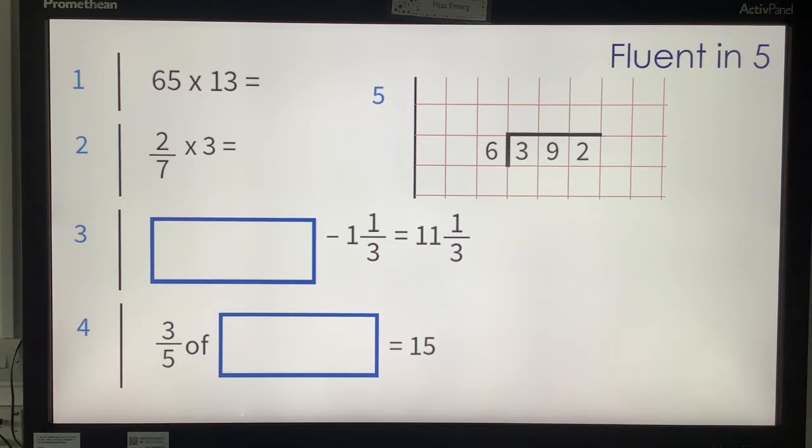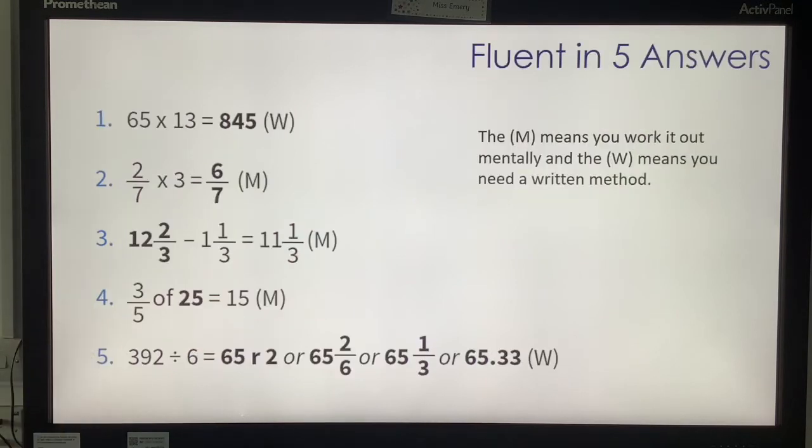So hopefully you paused the video, let's look at the answers. We've got 845, 6 sevenths, 12 and 2/3, 25 and 65 remainder 2, or 65 and 2/6, or 65 and 1/3, or 65.33. If any of you got all of those for the last one, wow. But if you got all of them right, well done.